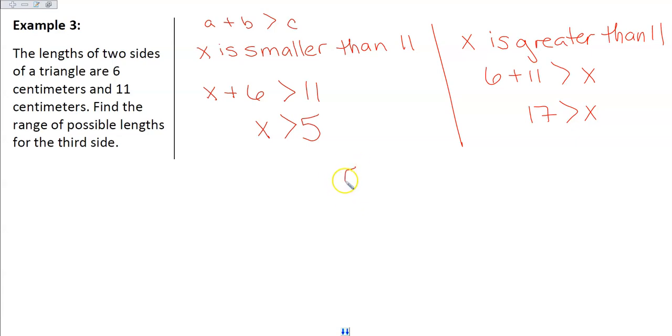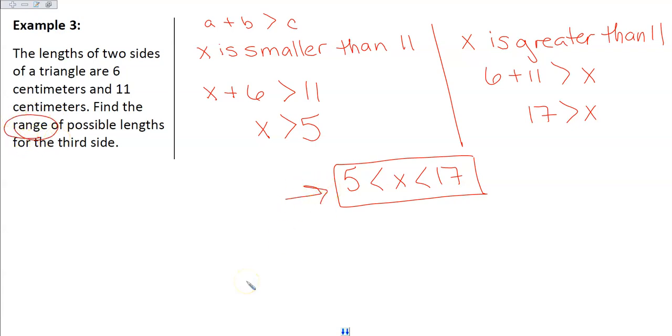So my final answer is that x has to be between 5 and 17 in order for there to be a triangle. All right? So again, look at the shortcut. Subtract the numbers. Add the numbers, and that'll give you your range. Notice there are no equal signs. It is the smallest number on the left, the largest number on the right. We always write it this way. So anytime you're looking for a range, your answer is going to be in this format.